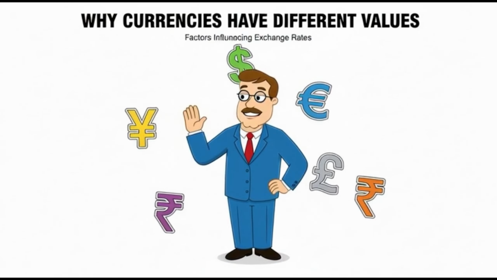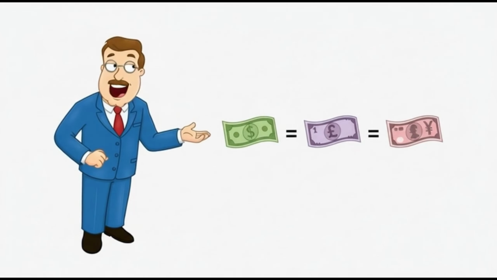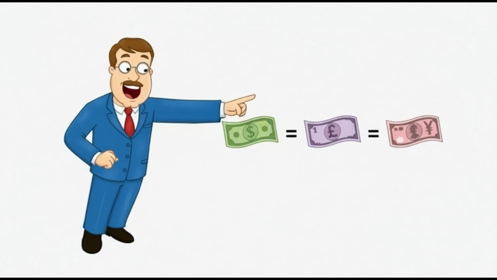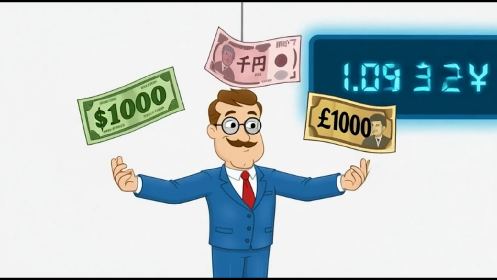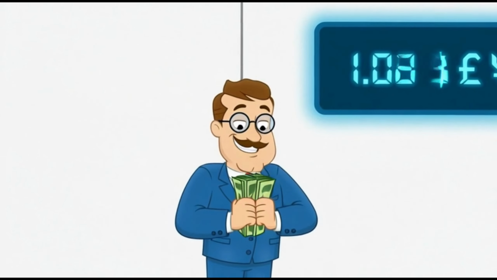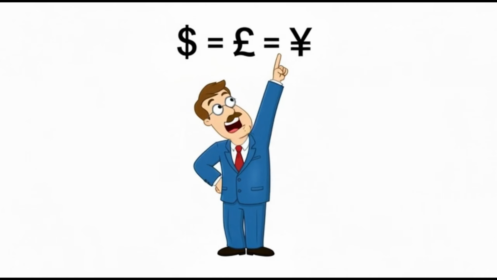Why currencies have different values? Is $1 1 pound 1 yuan? What makes $1 different in value from 1 pound or 1 yen? A dollar, a pound, and a yen, they're all simply paper or digital figures. So, what's the reason $1 doesn't equal 1 pound or 1 yen?